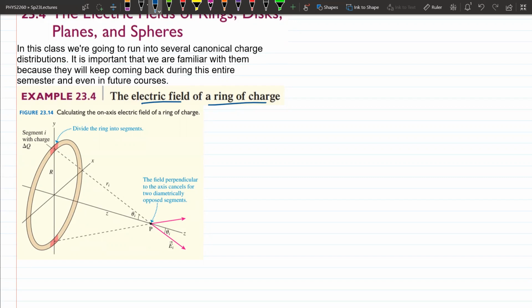Once again, we're going to apply the same techniques as before, where we pick a little piece of charge up here and try to figure out what the electric field is from that tiny piece of charge. It's always going to be 1 over 4 pi epsilon naught.